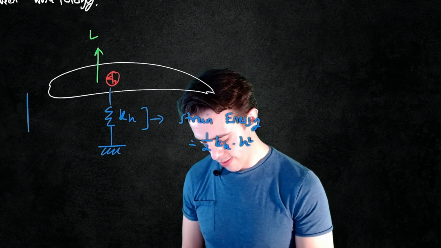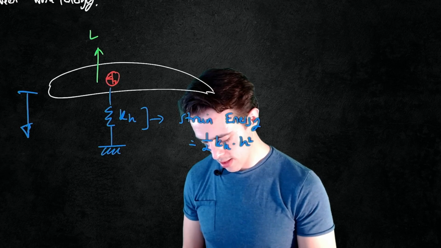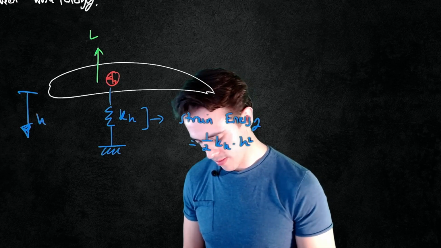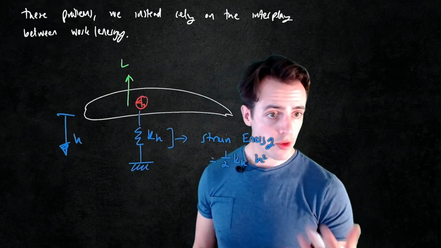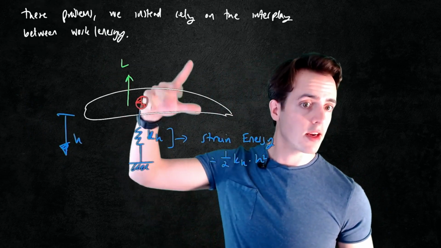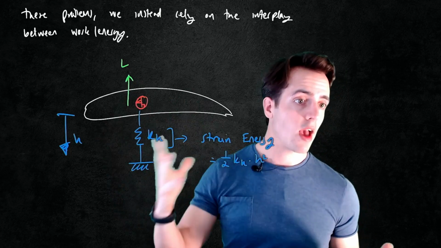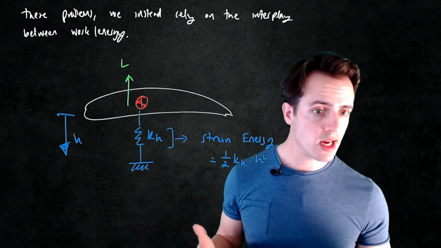H squared, but remember h is the plunge displacement. Okay, so we've got strain energy occurring. We've also then got inertial forces. If we have a mass and it's moved through a velocity, we have kinetic energy, so half mv squared.